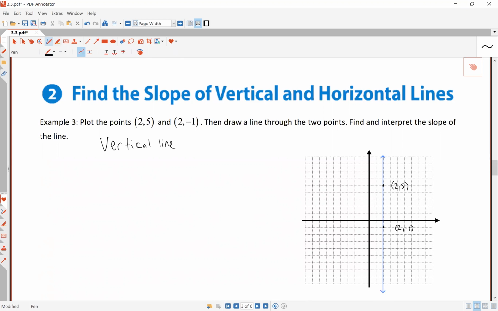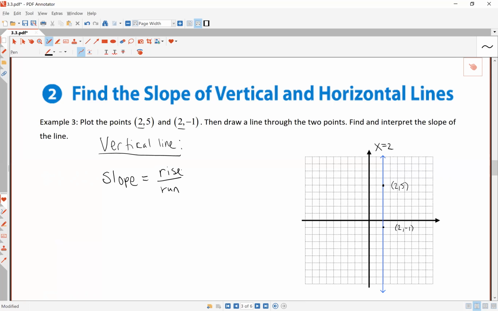And we have seen already that if both x values are 2, this is the line x equals 2. Vertical lines have the equations x equals, where x is fixed. So when we think about the slope as the rise over the run, if we move from one point to the other, we are rising and no run. It's all rise and no run.